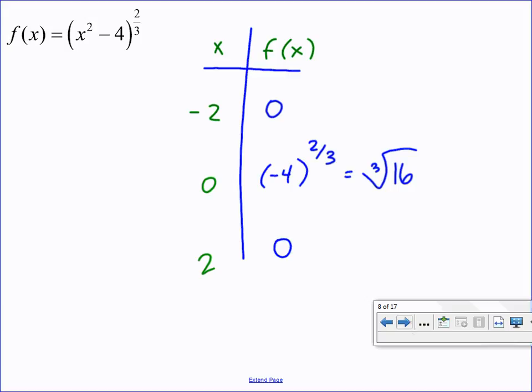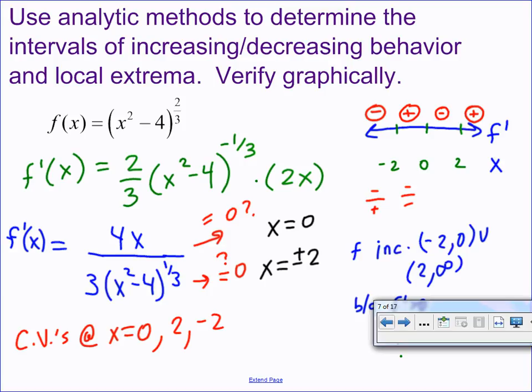So what have we learned? We've learned that our local extrema at x equals negative 2, we have a local min. At x equals 0, we have a local max. At x equals 2, we have a local min.